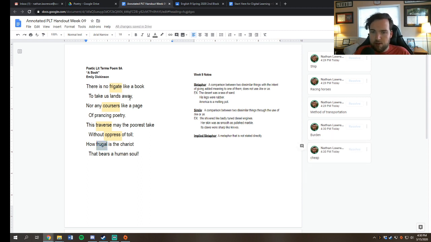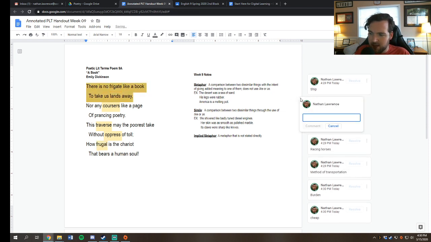So if we go through this poem line by line for meaning here, we can say we have two paired couplets of similes, right? There is no frigate like a book to take us lands away. So there's no ship that is like a book to take us far away, right? I would say that in here we could make an annotation, right? This is a simile, simile comparing books to a ship, right?